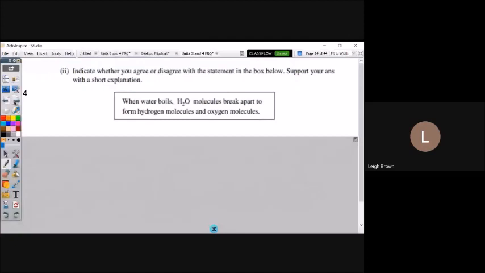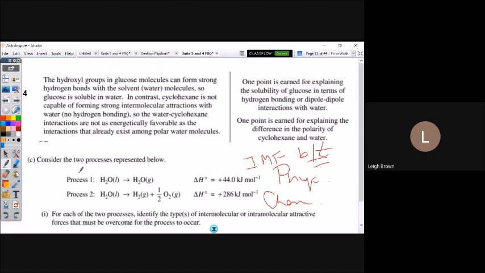Love this. I use this a lot in my class. Indicate whether you agree or disagree with the statement in the box below. Support your answer with a short explanation. When water boils, water molecules break apart to form hydrogen molecules and oxygen molecules. So if we go back to the previous slide, what does the box explain? Well, the box is explaining process 2.